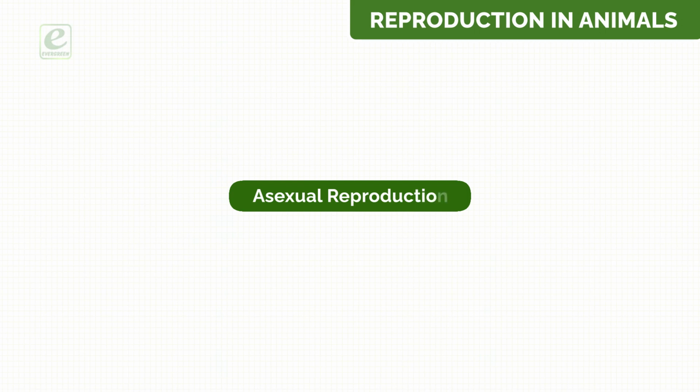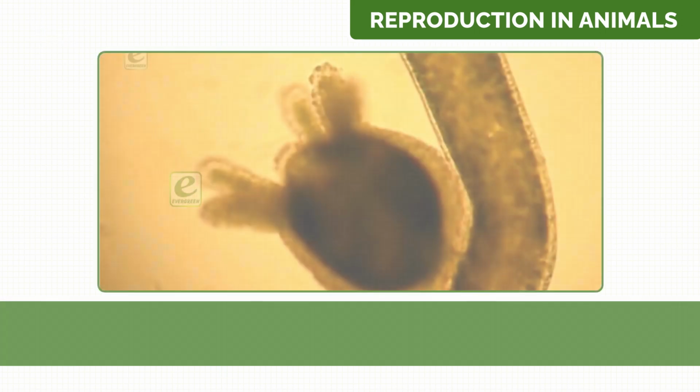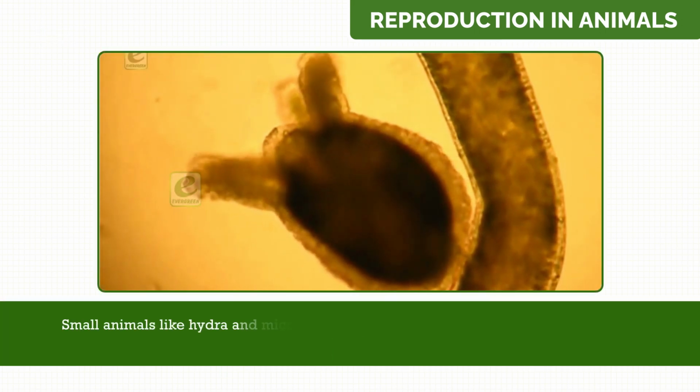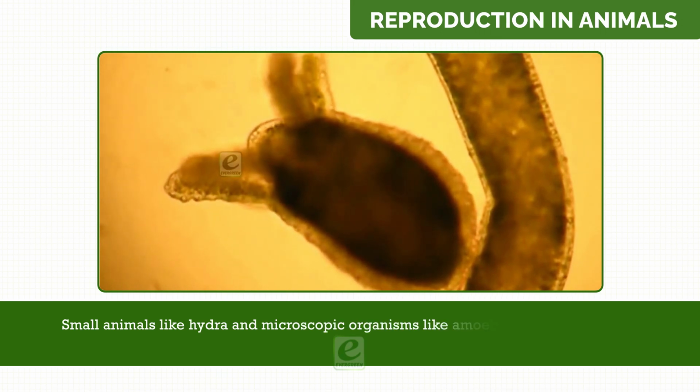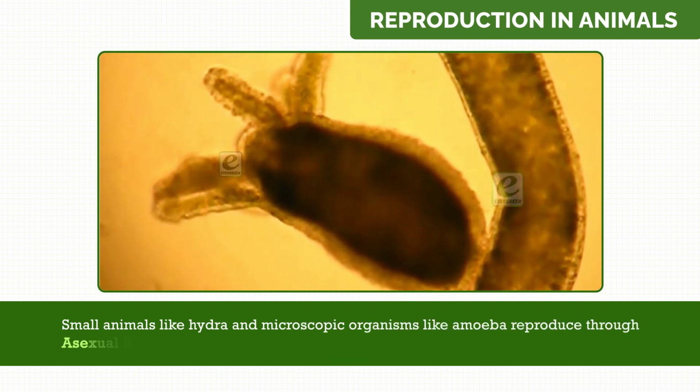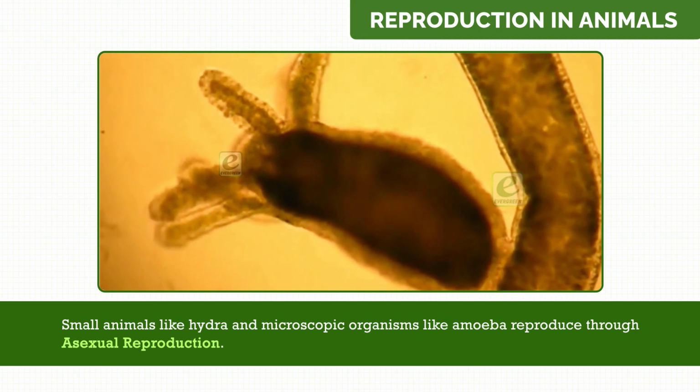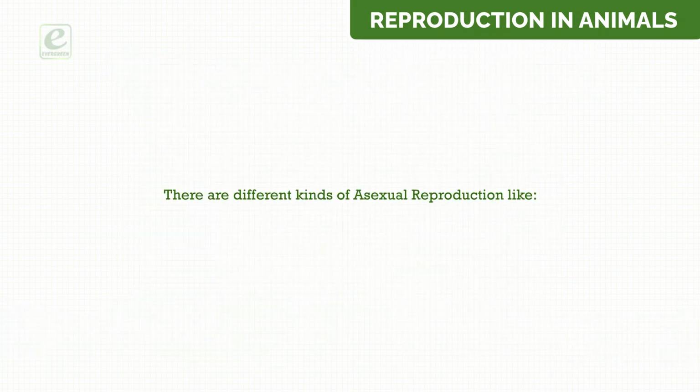Asexual reproduction. Smaller animals like hydra and microscopic organisms like amoeba reproduce through asexual reproduction. There are different kinds of asexual reproduction, like budding.